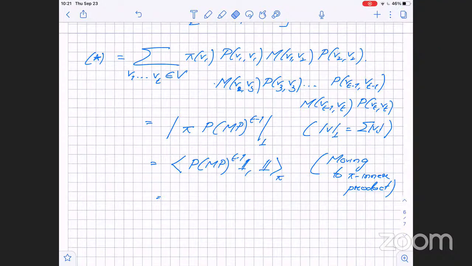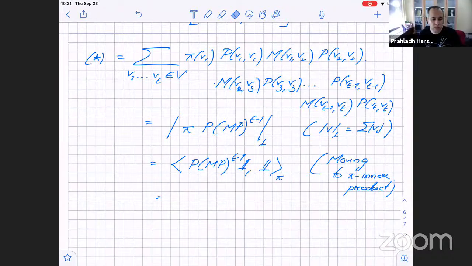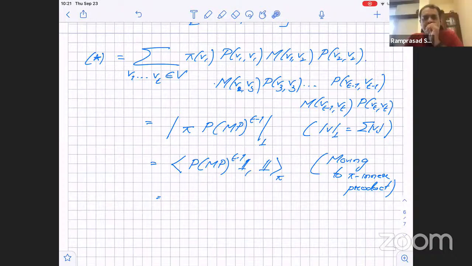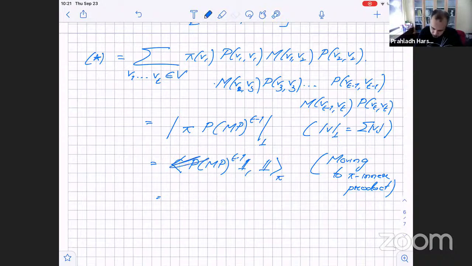Small doubt. So pi is a column vector, right? This should be pi transpose, or which one? In the one norm. Yeah. So let's actually rewrite this step a little more.